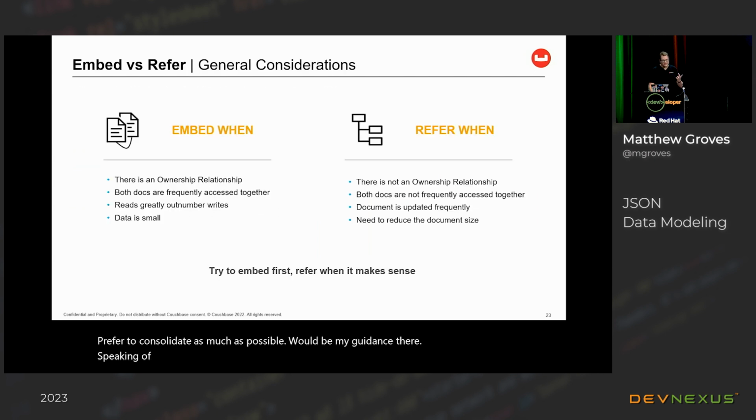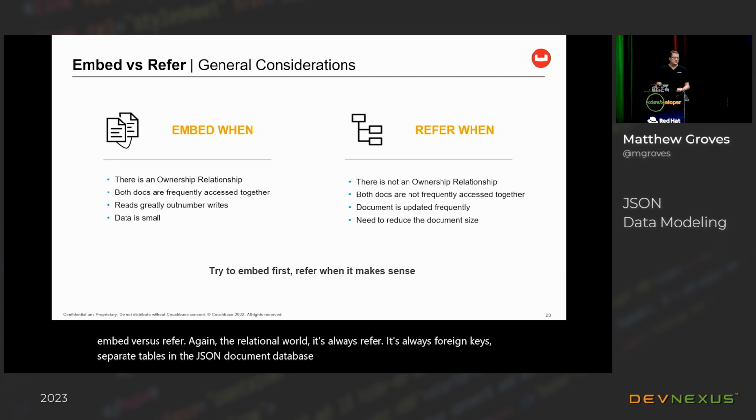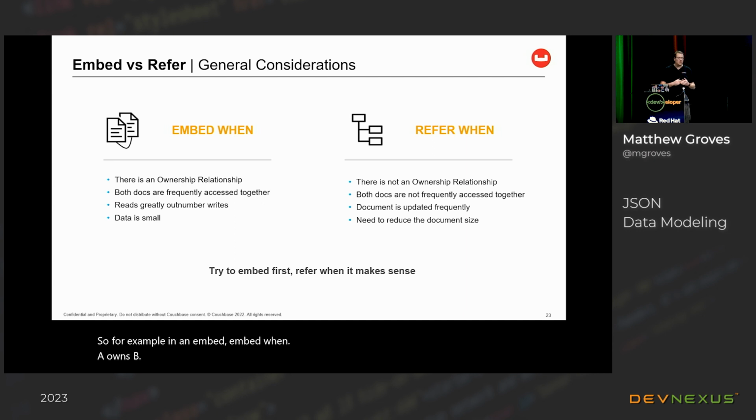Speaking of breaking them up, another decision exists when it comes to relationships: embed versus refer. Again, in the relational world, it's always refer. It's always foreign keys, separate tables. In the JSON document database world, you can choose. So here are some tips to help you decide which way to go. Not all of them may apply to every situation. For example, embed when entity A owns B, and A and B are often accessed together, and you're mostly doing reads, and the combined data is relatively small. Those are three or four things to follow where it makes sense to embed.